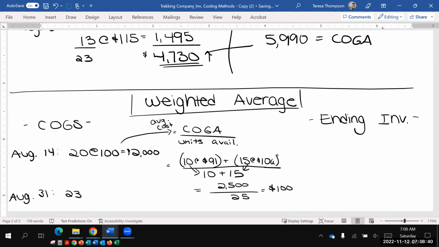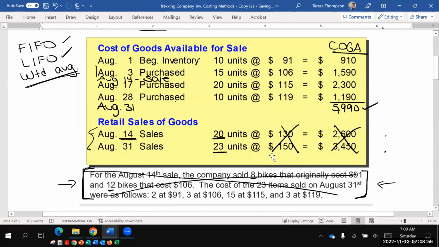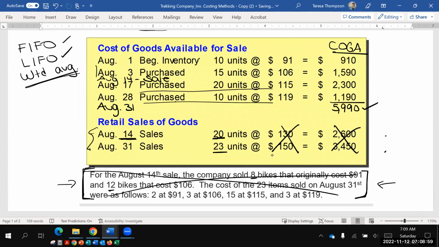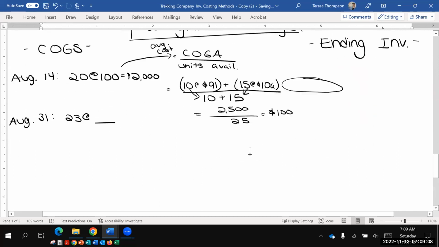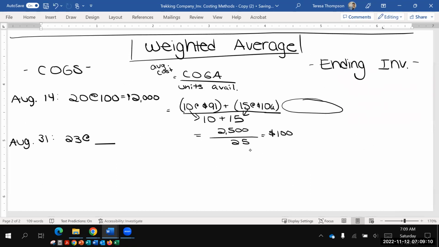Now let's do it again for August 31st. 23 units at an average cost of, I don't know, to be determined. It can't still be the $100 because we've had additional goods purchased, right? Remember we had a purchase on the 17th here and on the 28th. So our inputs have changed. So we need to recalculate it. Okay, so now let's calculate our average cost for August 31st.